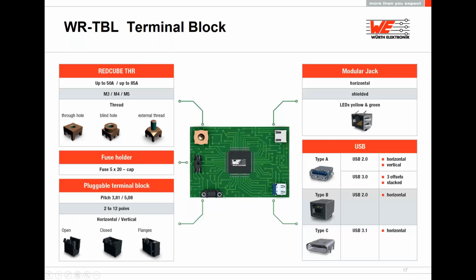Here is a general idea about what kind of components we could have in a through-hole reflow from our end. The red cube through-hole reflow can go up to 50 amps in certain products and 85 in other products. We have the fuse holders, which is our standard, 5 by 20. The pluggable terminal blocks, as I mentioned before, when it's black, that means it's through-hole reflow. On the other side, we have a modular jack, horizontal shielded, and with LEDs. The same thing we have for USBs. We have the Type A, Type B, and Type C.